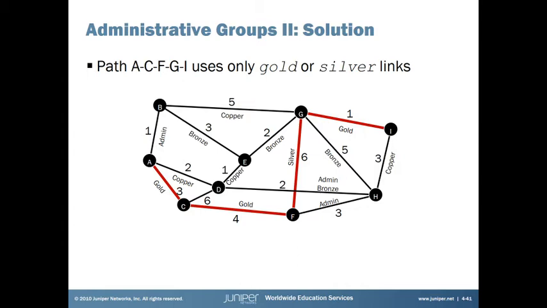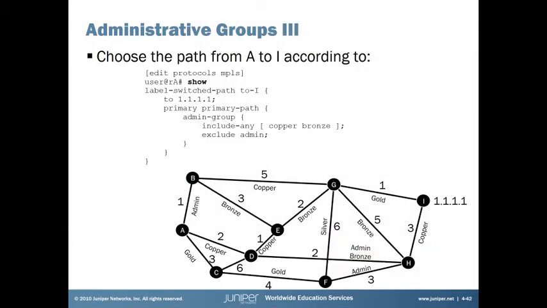What we're able to do while using these constraints is to calculate a path which is different to our interior gateway protocol's best path. Okay, so we're using only the gold or silver links. All right, let's take a look at the next scenario here.